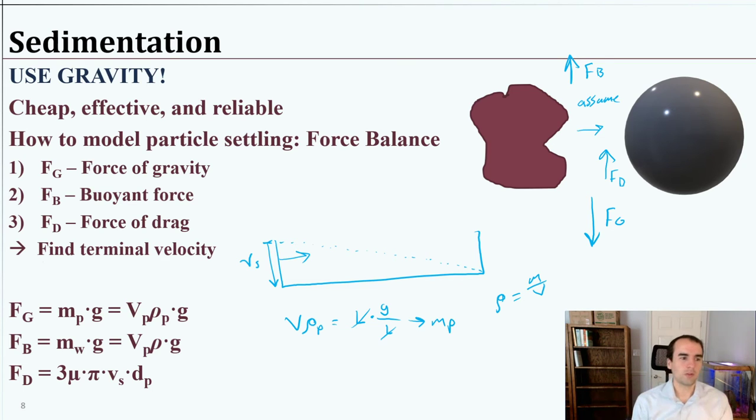down. So for this buoyant force, then, we have the mass of the water displaced times the acceleration due to gravity, and we can rewrite that as, again, the volume of the particle. So we have that volume of the particle here in two different spots. That's going to simplify our equations. And then we have the density here of the water, and that's our equation there.